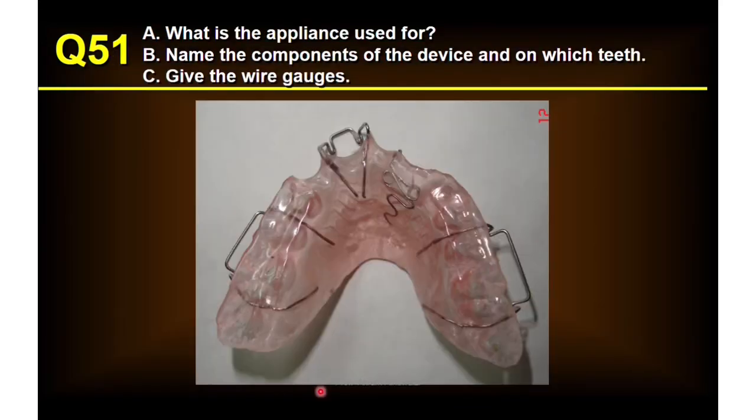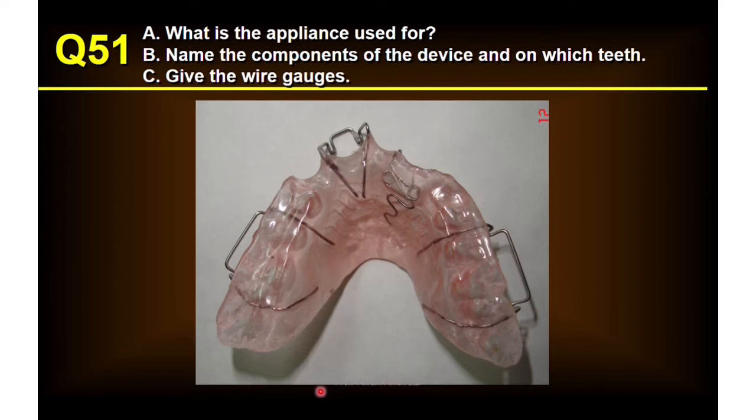What is the appliance used for? This appliance is used to tip the incisor labially or to push the incisor labially. Name the components of the device and on which teeth. In this appliance, we have active components, which is the Z spring, placed behind the upper incisor.